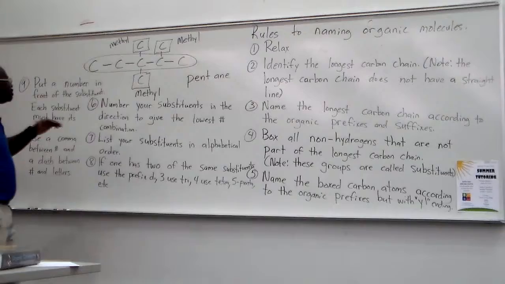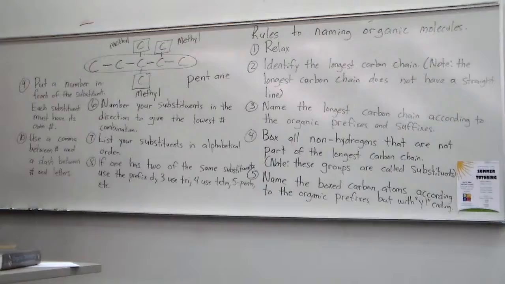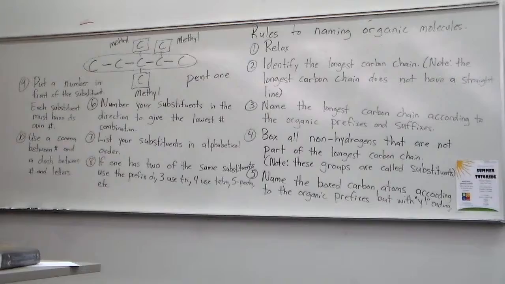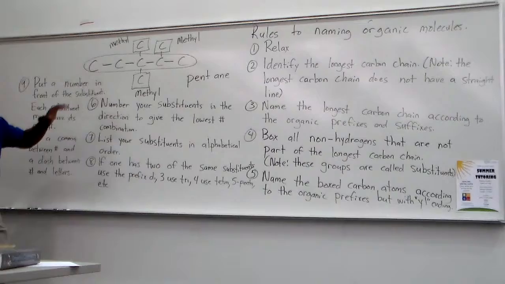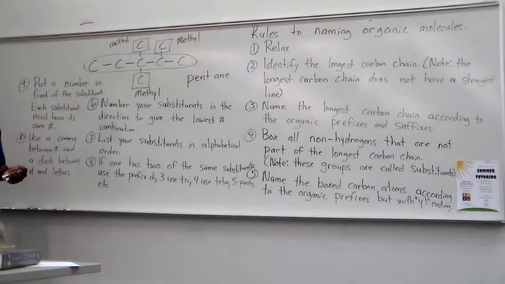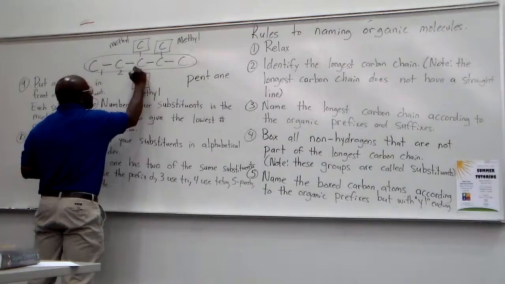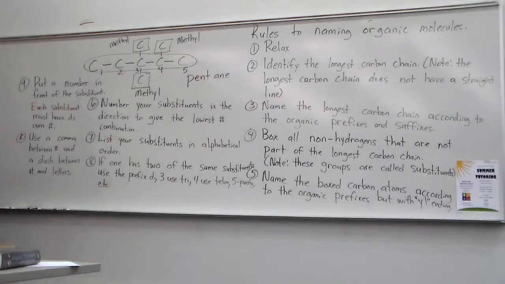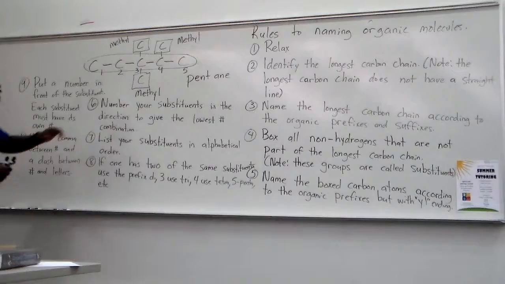Next, you want to number your substituents along the longest carbon chain, in the direction that gives the branches the lowest number combination. Here's our longest carbon chain. We can number it from left to right or right to left. Generally, because most of you read and write left to right, I start counting left to right. 1, 2, 3, 4, 5. I have a branch attached to carbon number 3 and a branch attached to carbon number 4. On carbon number 3, I have a methyl, and also on carbon number 3, I have a methyl.